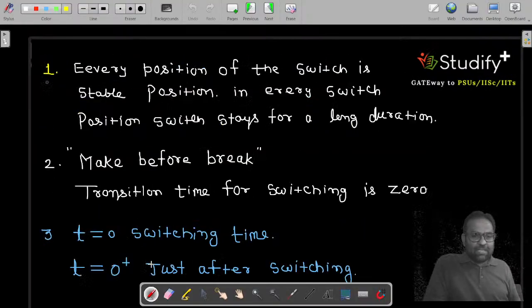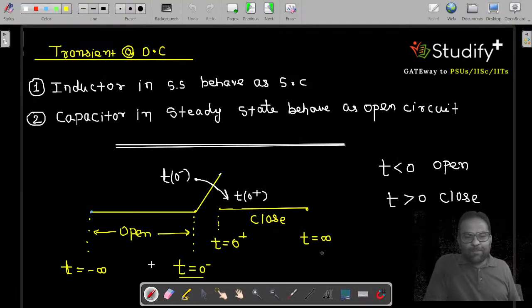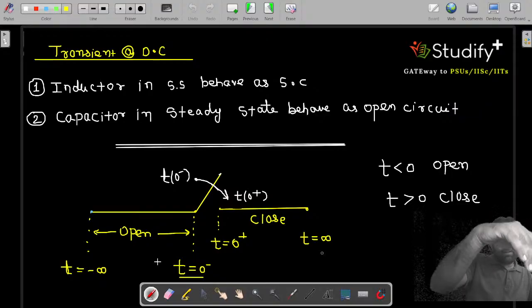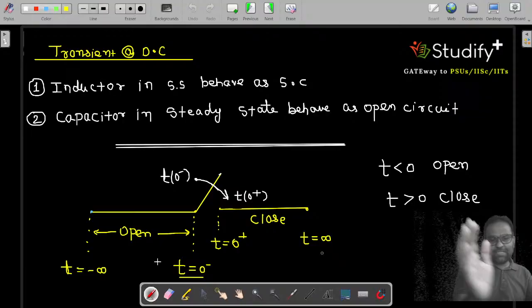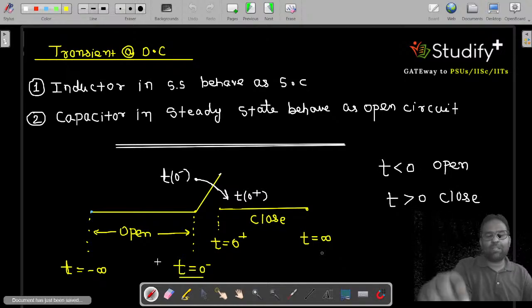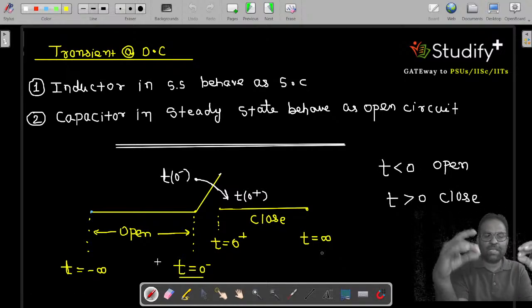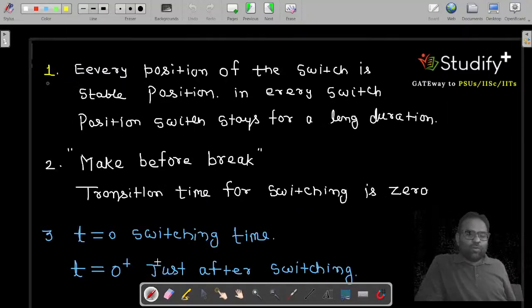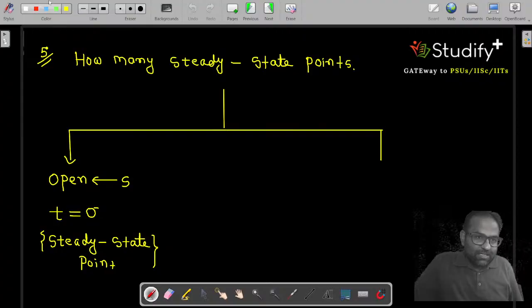The next is when switch is closed. What is a steady state point? There is no relationship between the t0 minus condition and the t0 plus condition. Only we have to copy t0 minus to t0 plus. In case of a capacitor, we will copy the voltage. In case of an inductor, we will copy the current. So can I say when switch is closed, t equal to infinity is another steady state point.